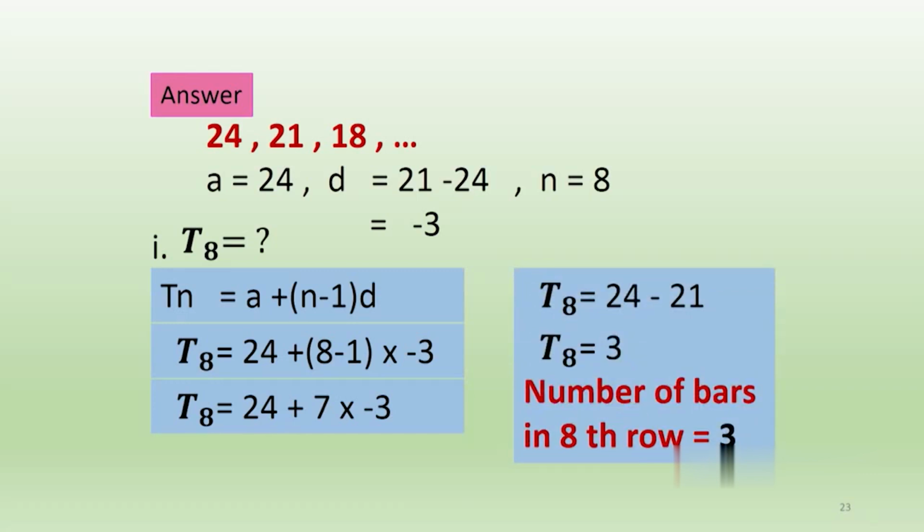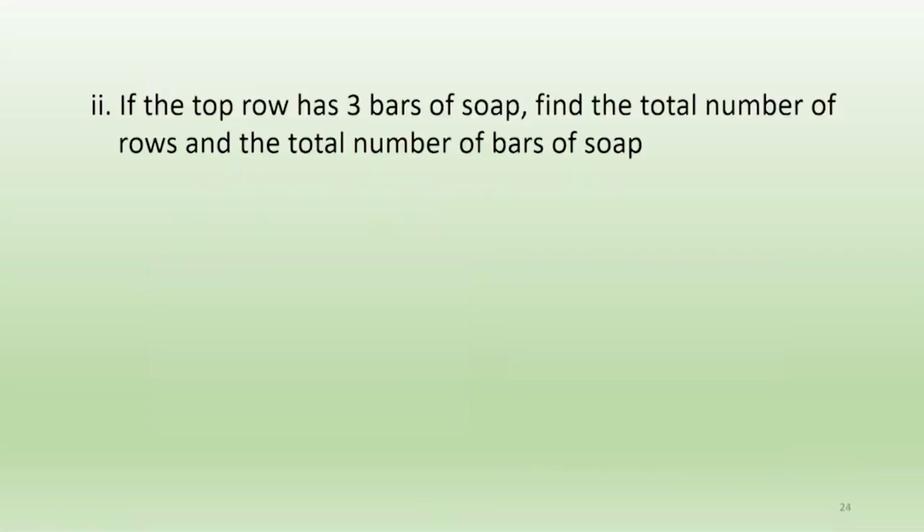Number of bars in the top row, I mean 8th row. We don't know whether it is top row or not. Number of bars in the 8th row. There are 3 bars in the 8th row. Okay. Let's move to Roman number 2 of that question.